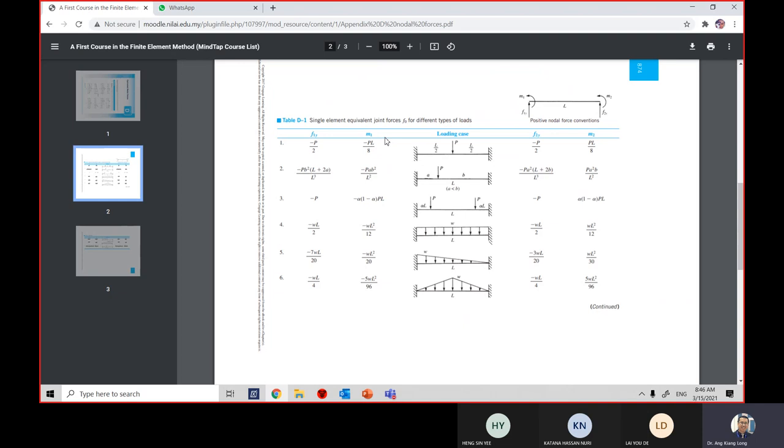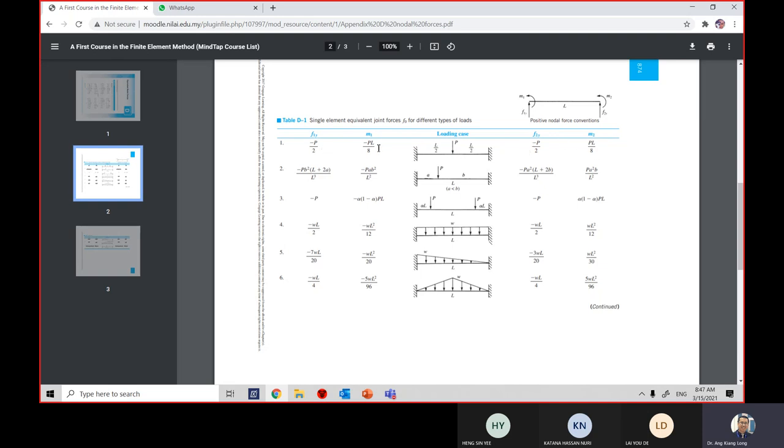As you can see from table D1, what you see on the screen here, we have a lot of different scenarios. The first one: if you have a point load on a beam and you want to find the local force at point 1 and point 2, you can straight away use this formula for the local force at point 1. If you want to find a local moment, you can use this formula for the first scenario. Same with point 2: the local force at point 2, you can use this formula if you have the first scenario, point loading. Same with the moment.